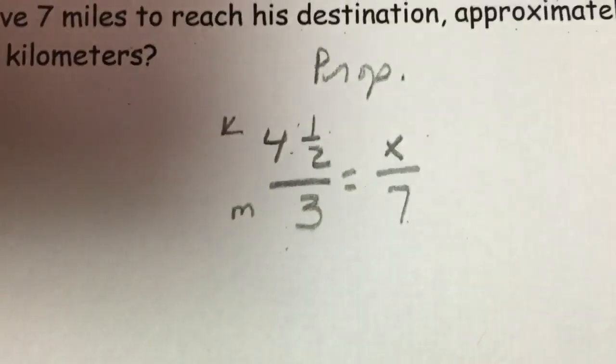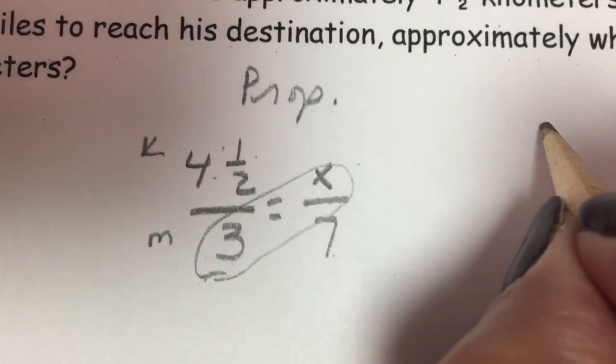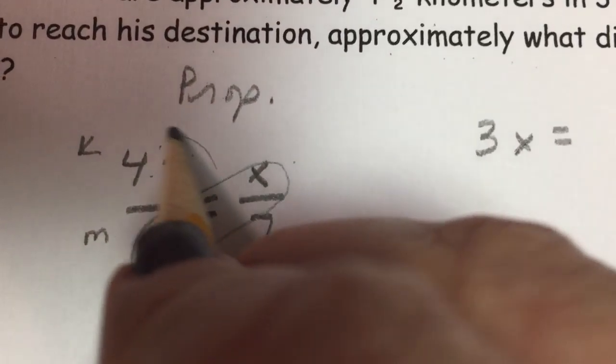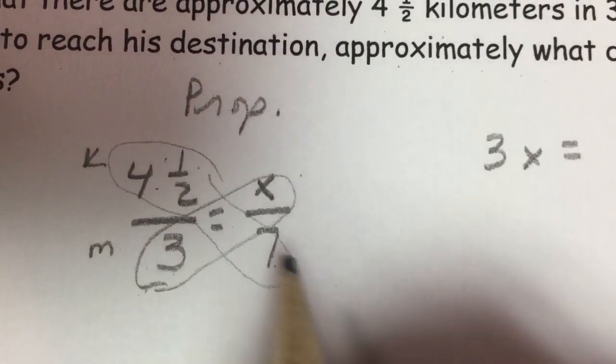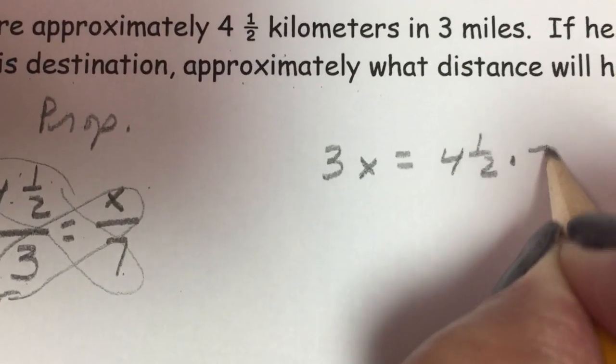So here we go. We're going to cross multiply. If I go this way and cross multiply, I'm going to get 3 times x is equal to, if I cross multiply this way, I'm going to get 4.5 times 7.